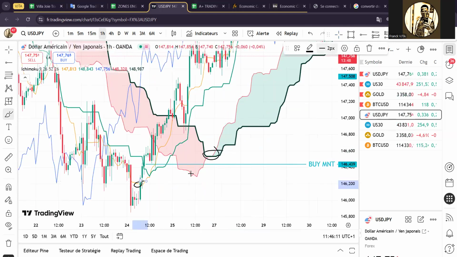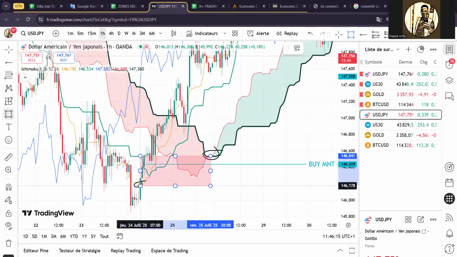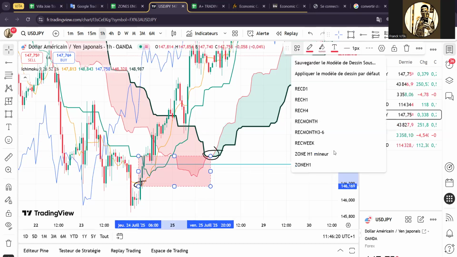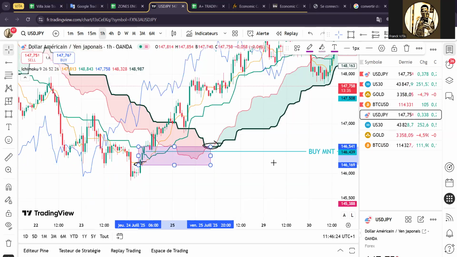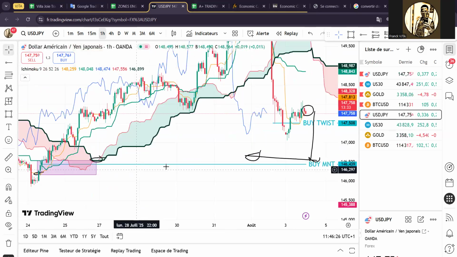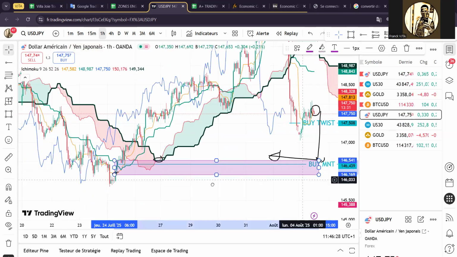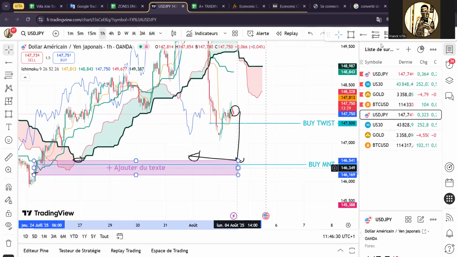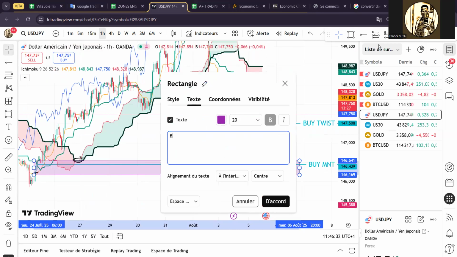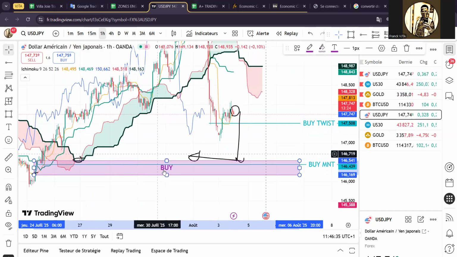So we take a rectangle. The first point is on the twist. The second point is at the mountain, like this. Then I select my major zone, and this is a major zone, right? And then I name it buy. I will not put twist on mountain because it's already included. I already know that if it's a buy, it means the twist is here and the mountain is down. And then I lock it, right?